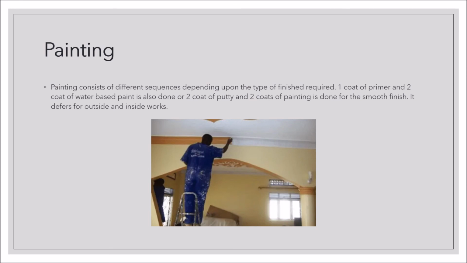Painting. Painting consists of different sequences depending upon the type of finish required. One coat of primer and two coats of water-based paint is done, or two coats of putty and two coats of paint is done for a smooth finish. It differs for outside and inside works. So it's different between the inside and outside works. The specification of the painting and how it's done.